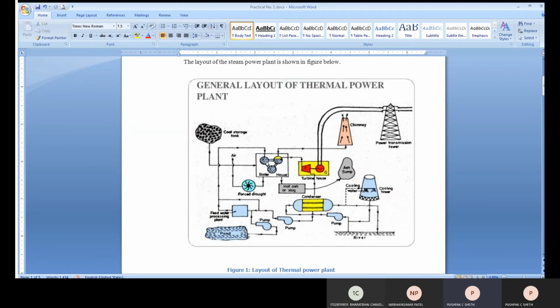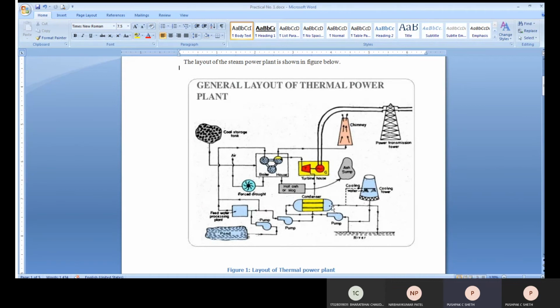It is supplied to the boiler, and it is mixed with the products of combustion and combined. Now it is known as the flue gas, and it is passing through the chimney and exhausting into the atmosphere.